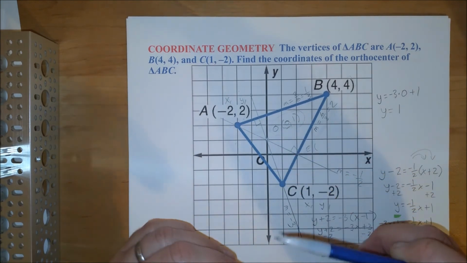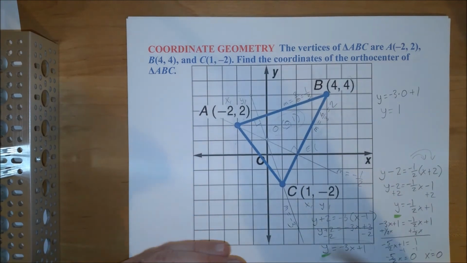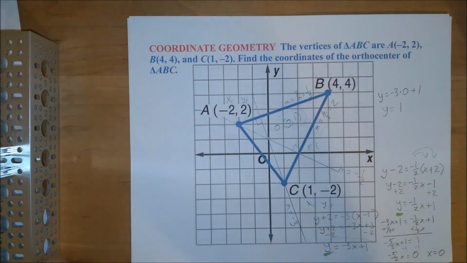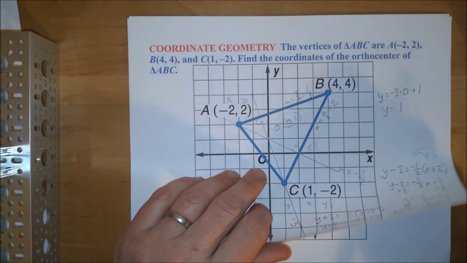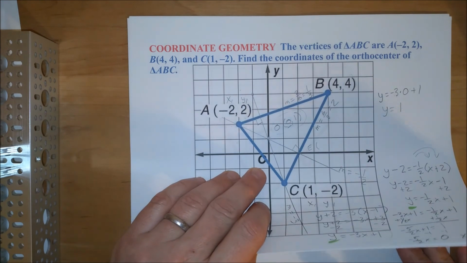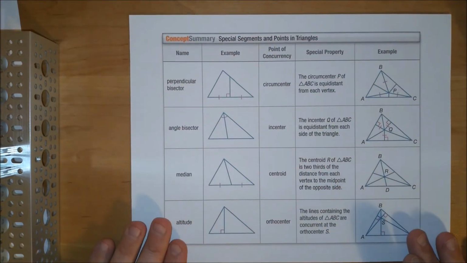Again, don't forget how to find the slopes of perpendicular lines. Don't forget all those cool things we learned in chapter 3. That is the end of my lesson on medians and altitudes. Let's do a quick review here on what we've learned in the last 2 lessons.